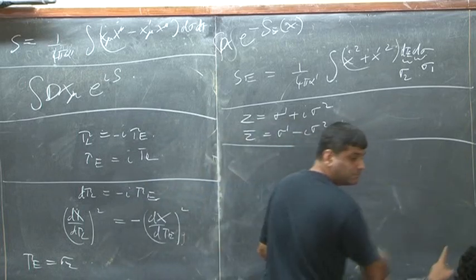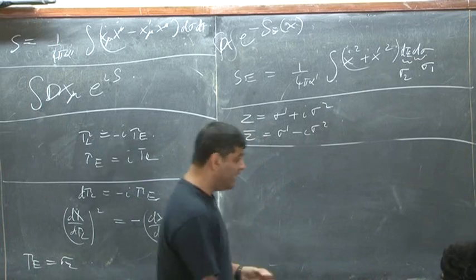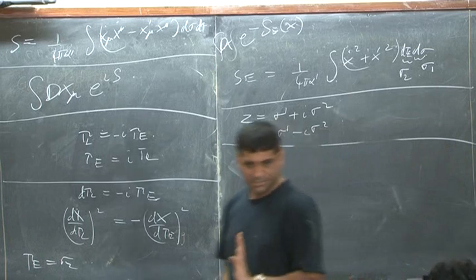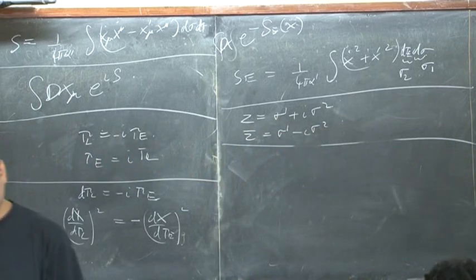Why is periodic sigma 1 interesting? Because closed strings have periodic space. Right, good.